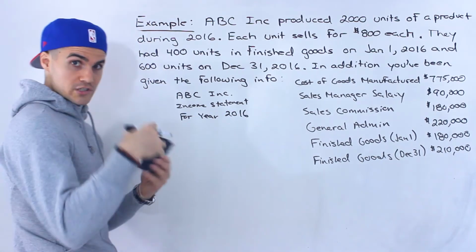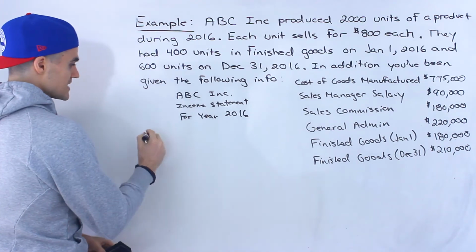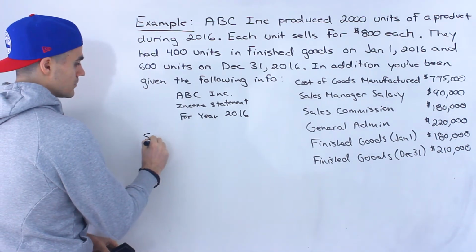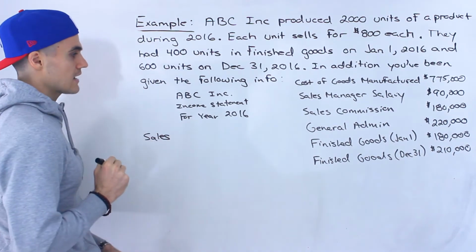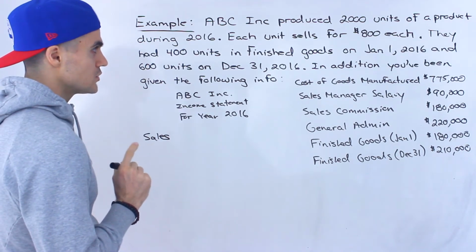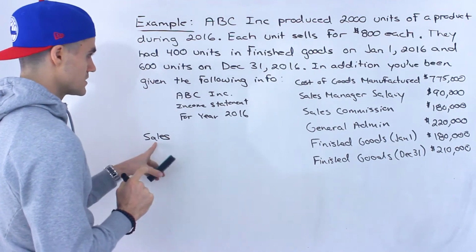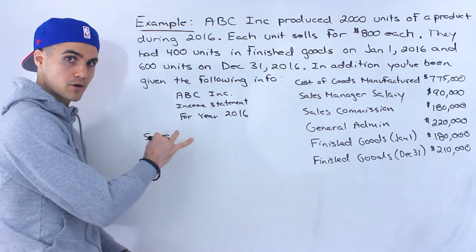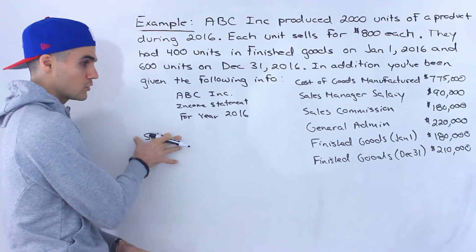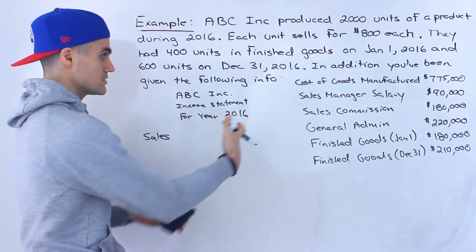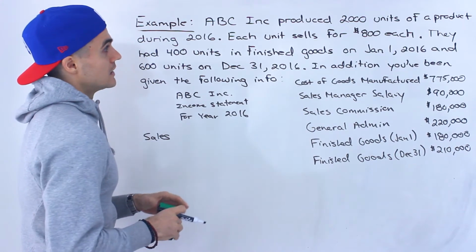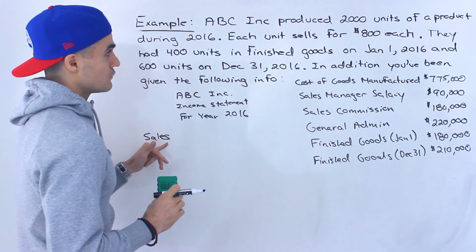So the first line on an income statement is the sales or the revenue. But notice in this case, we actually don't have enough information yet to get the sales. We weren't given this number, right? Sometimes this dollar number will be given as a total, which is nice. You could just put it in there. But in this case, we're not given this number.